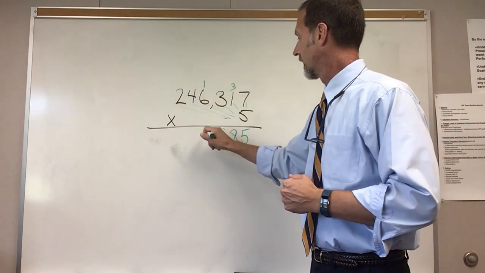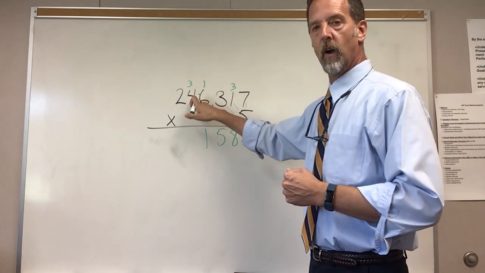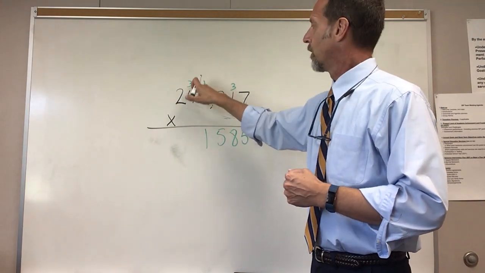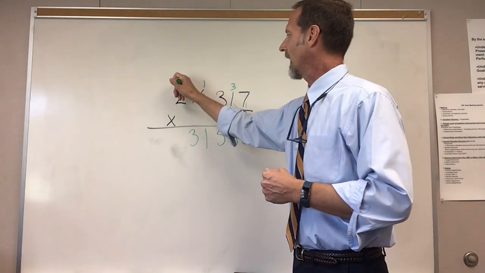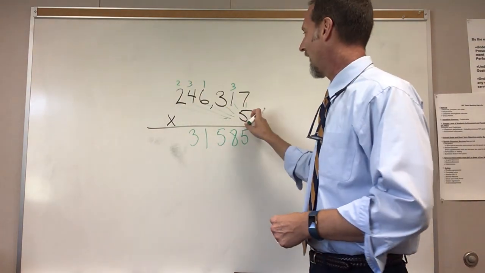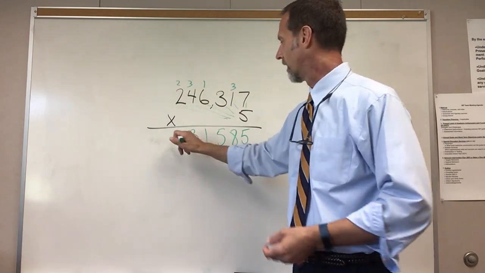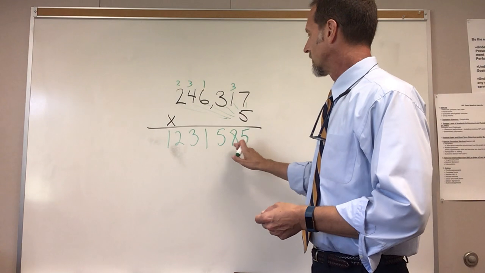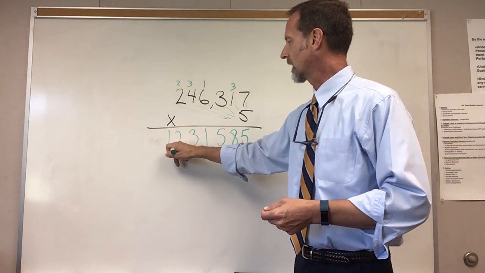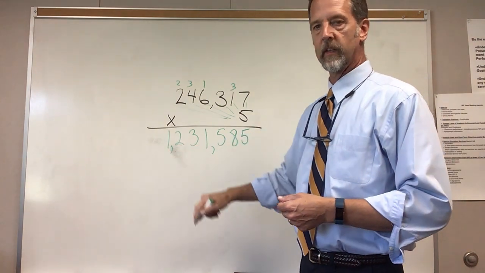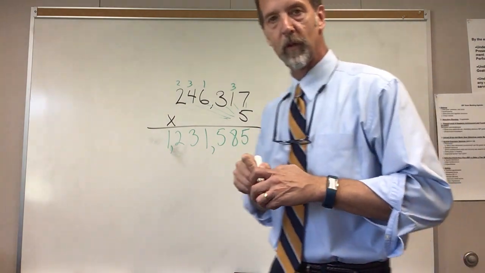What do I leave? Leave the 1. Carry the 3. 5 times 4, 20. Plus 3, 23. Leave the 3. Carry the 2. 5 times 2, 10. Plus 2, 12. Ones, tens, hundreds, comma, 1,000, 10,000, 100,000, comma. We get 1,231,585. Were you able to do that?